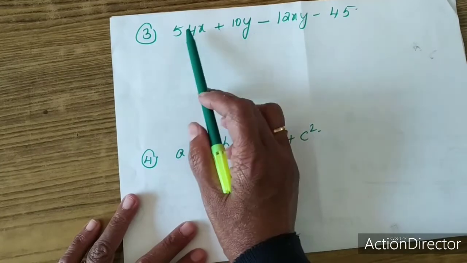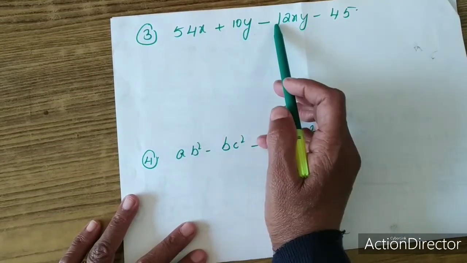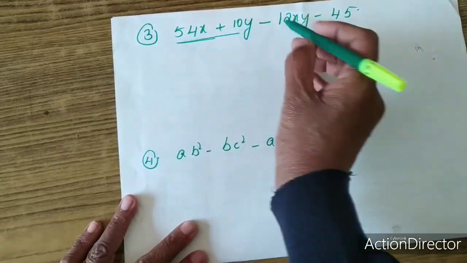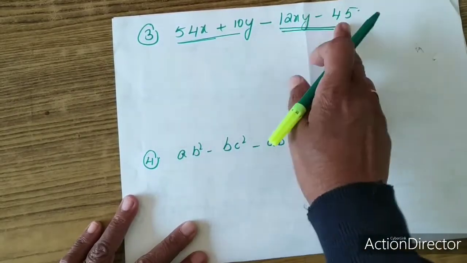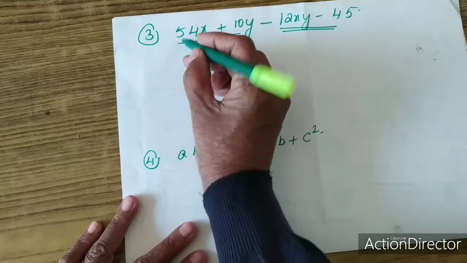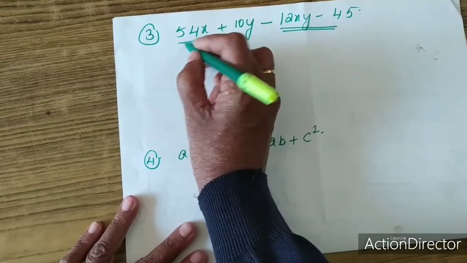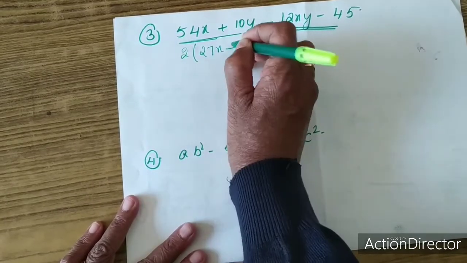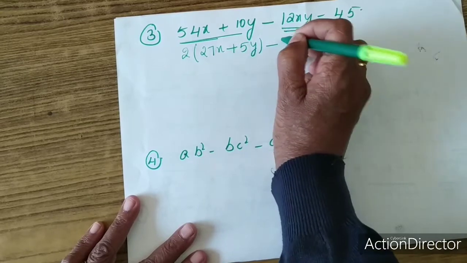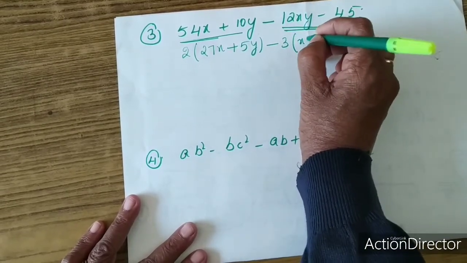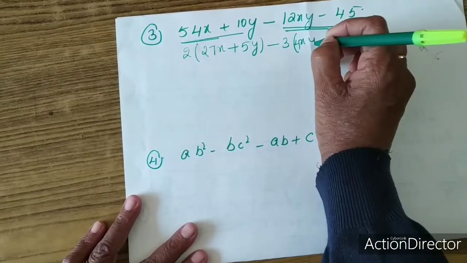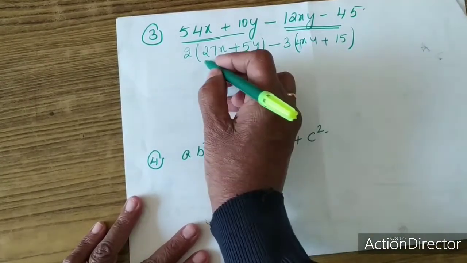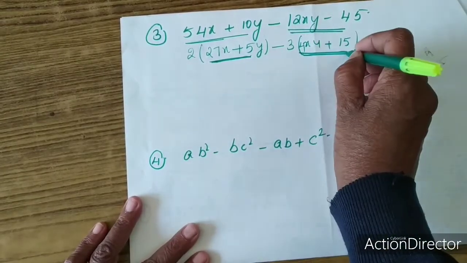Here I am going to take 54x plus 10y minus 12xy minus 45. You may say that in the first two, factor 2 is common, and in the second two, factor 3 is common. But I will show you why we cannot do this. Because in 54x plus 10y, if I take 2 as common, I will get 27x plus 5y. And here if I take 3 as common, I will get 4xy minus 15. But are you able to see? I am not able to proceed further because here I am not getting a common factor.